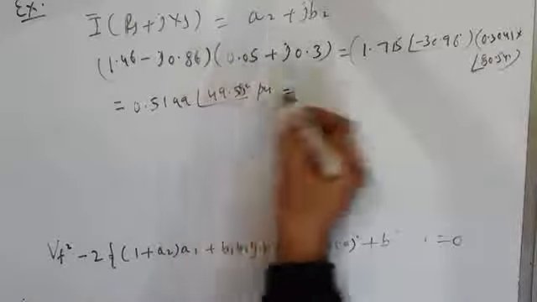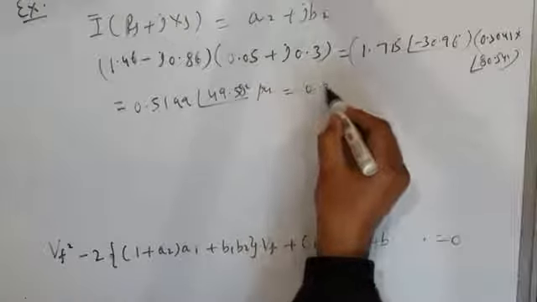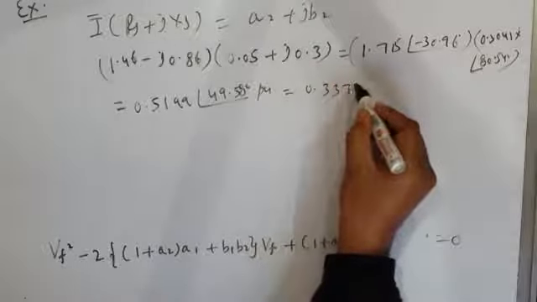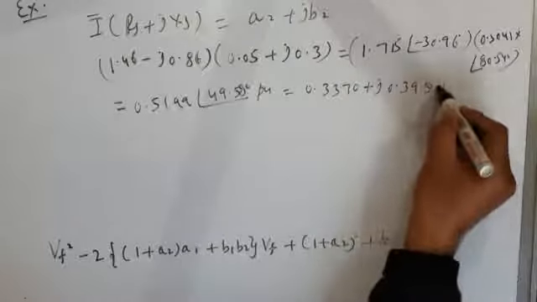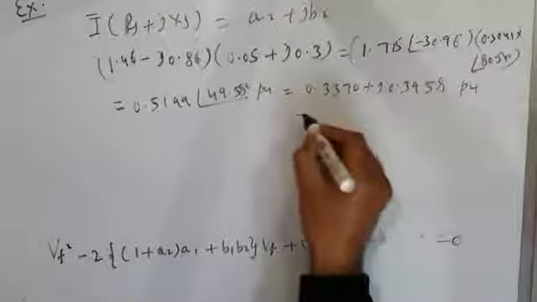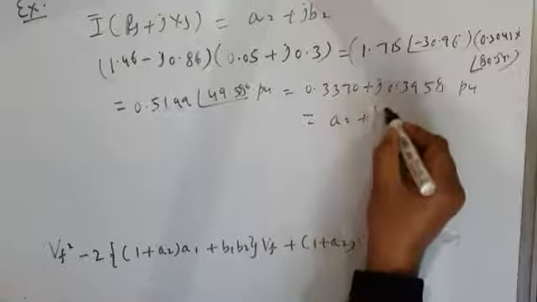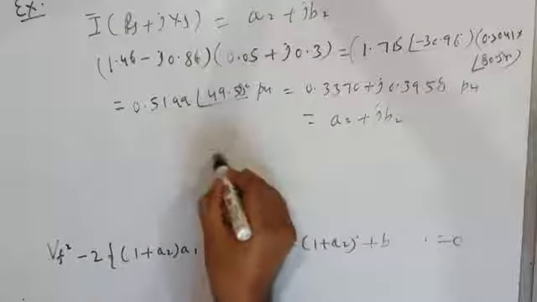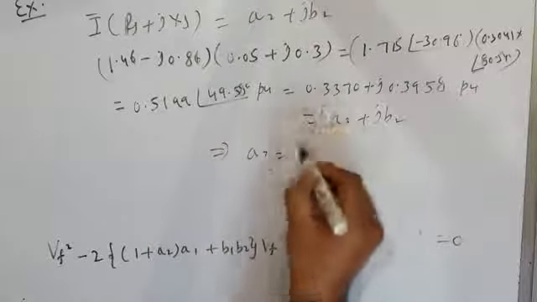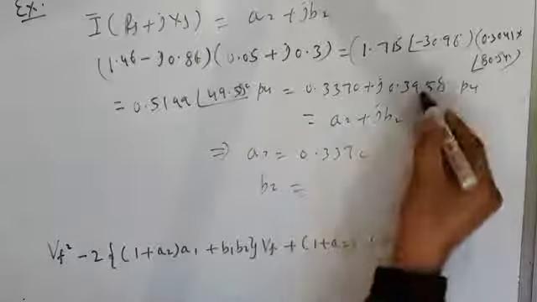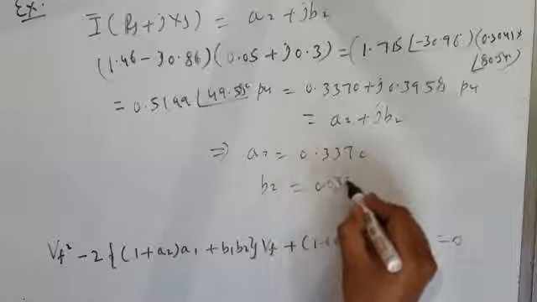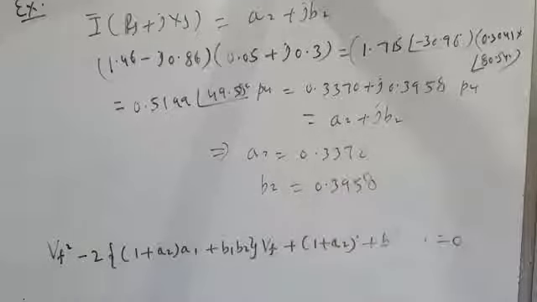This is polar form. In rectangular form this will be 0.3370 plus j 0.3958 per unit. And this is equal to A2 plus jB2 which I wrote above. So therefore what is A2? A2 is this 0.3370 and B2 is the reactive part of this, 0.3958. That's all. Your job is done. You have got A1, you have got A2.